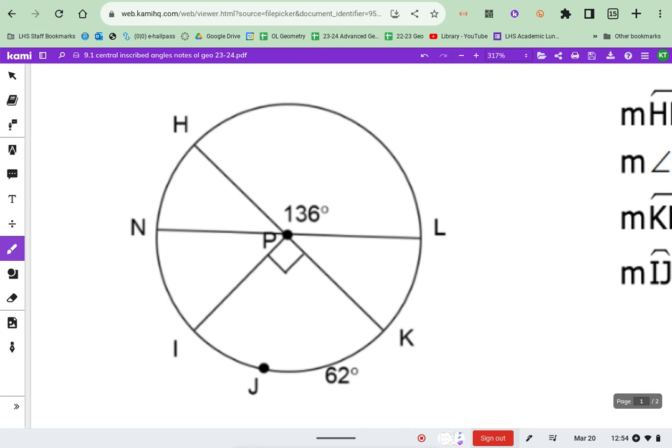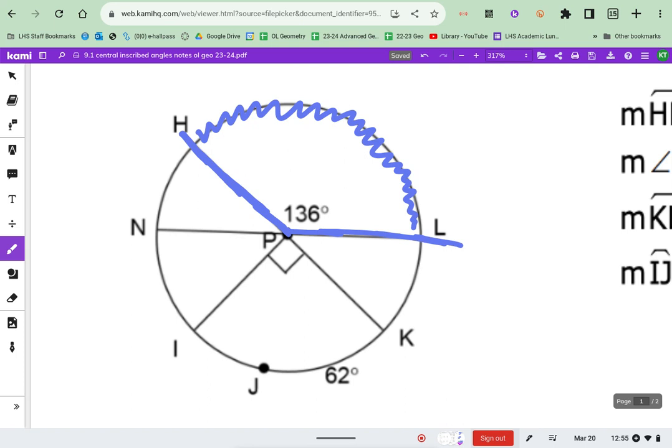So the first thing I look for is central angles that I have a measurement for. And we have one right here, 136. So what I'm going to do is sketch out the edges of my 136 degree angle so that I can see where the arc is in between my angle arms. Okay, so the intercepted arc is this piece right here. So if this angle is 136, how much is the arc? 136. There you go.